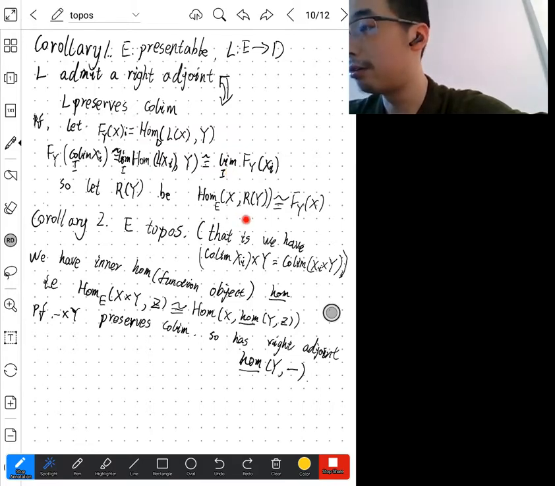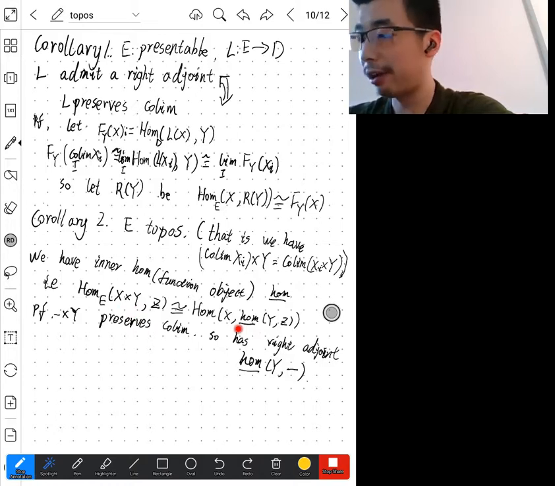So that there is a representing object of this fy. So that's the ry. So that is, this has the right adjoint. So when it comes to a topos, right? A topos has this condition that taking the product with some x is commutative, so it preserves the colimits. So this is maybe some distribution rule or something. So this functor should have a right adjoint, right? By this definition, this right adjoint is the inner hom, or function object. So it has many names.